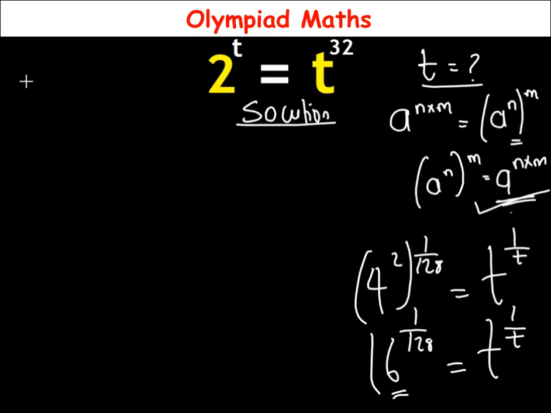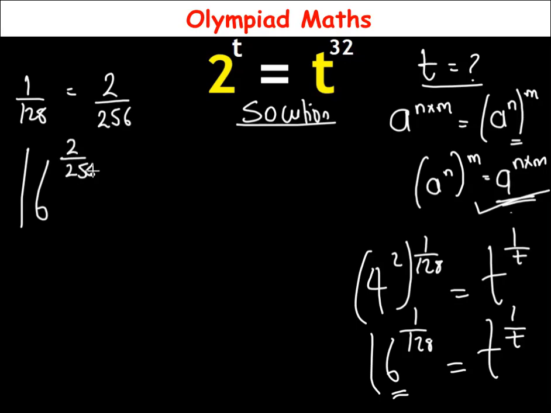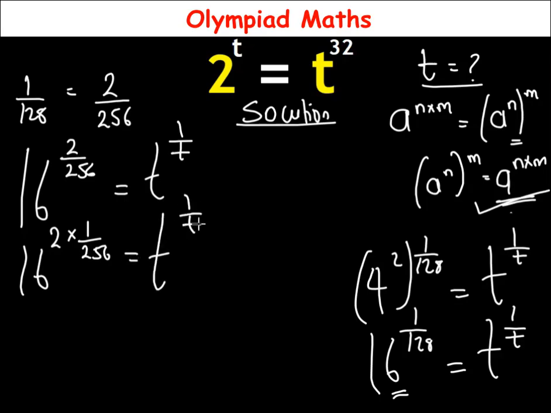Now, the equivalent fraction of 1 over 128 is equal to 2 over 256, right? Because 2 will divide 256, you have 1 over 128 back. So in place of this, we'll put in 2 over 256. So we have it as 16 all raised to power 2 over 256 is then equal to t raised to power 1 over t. With this, if we factorize out 2, we have 16, then bringing out 2, we have 2 times 1 over 256, right, is then equal to t all raised to power 1 over t, right?